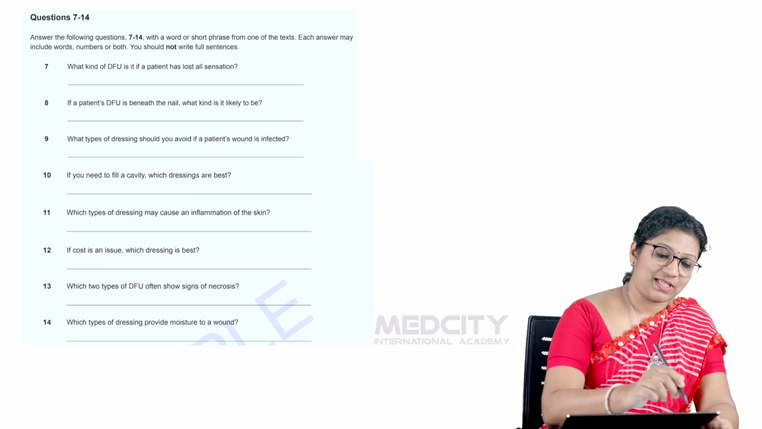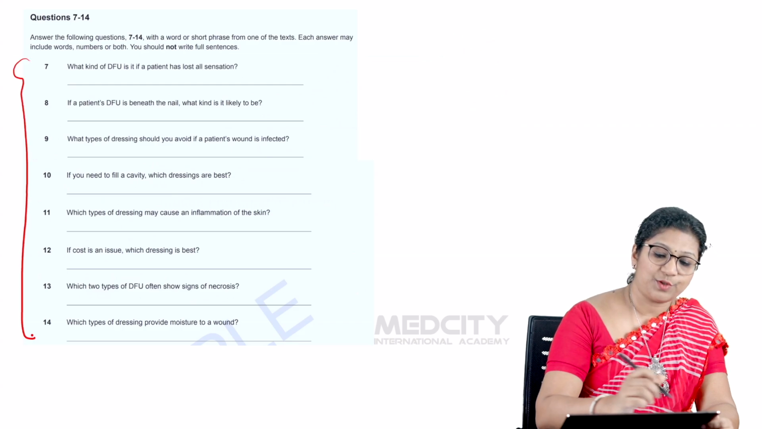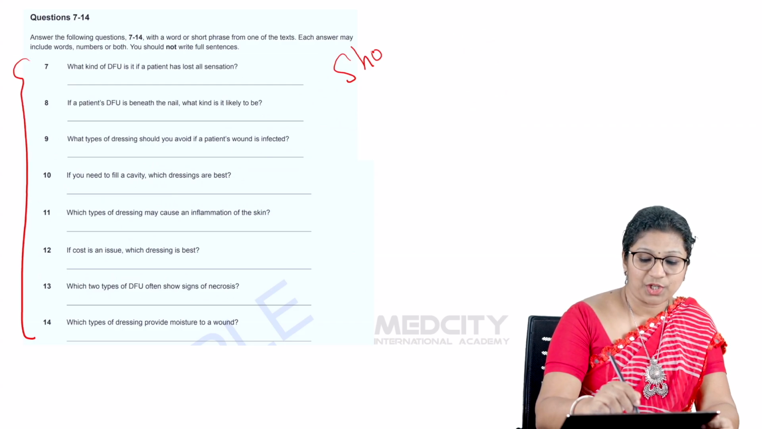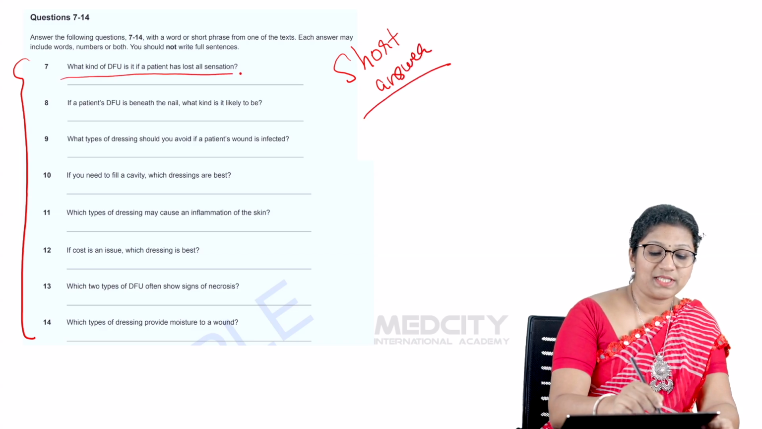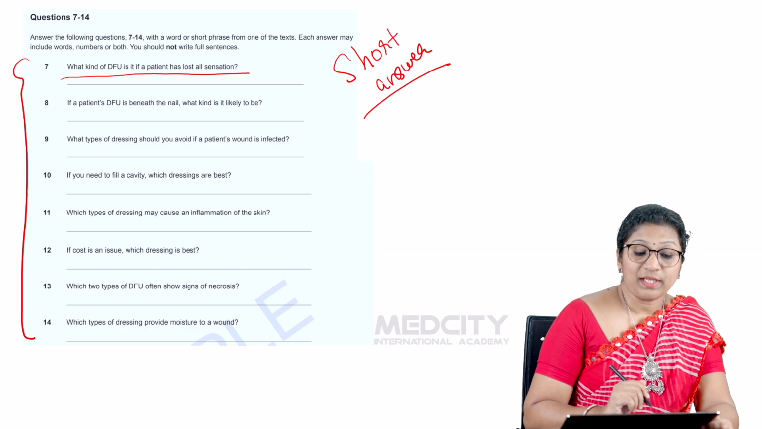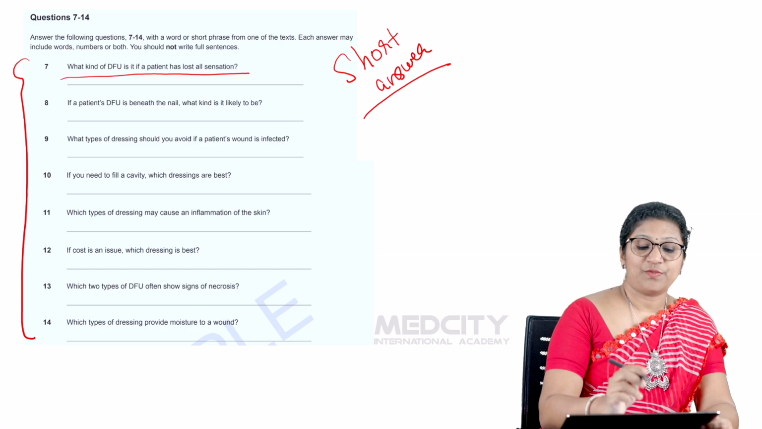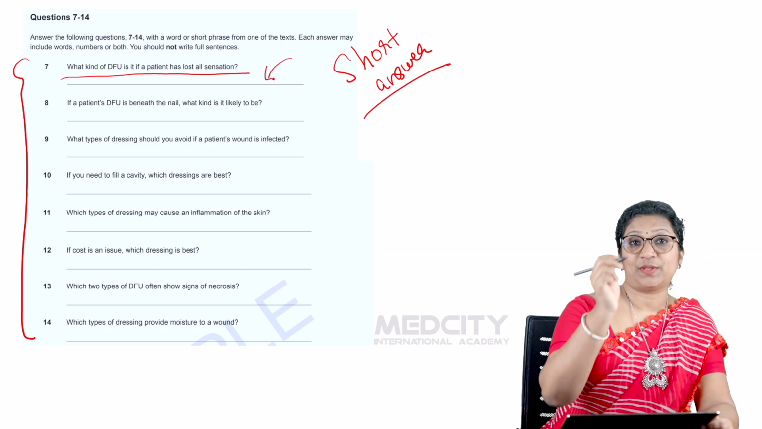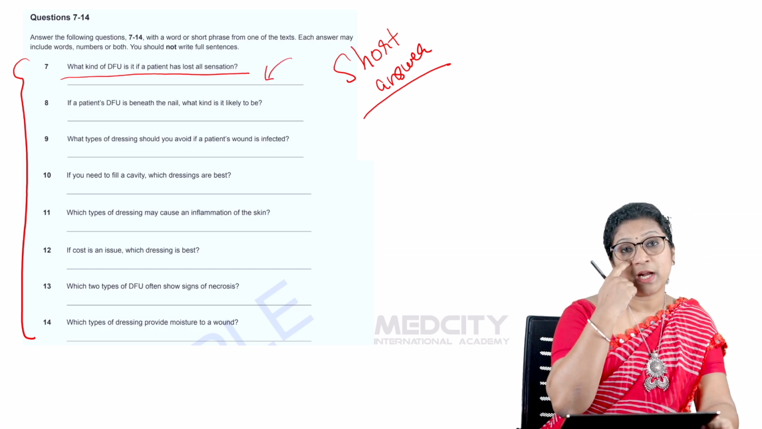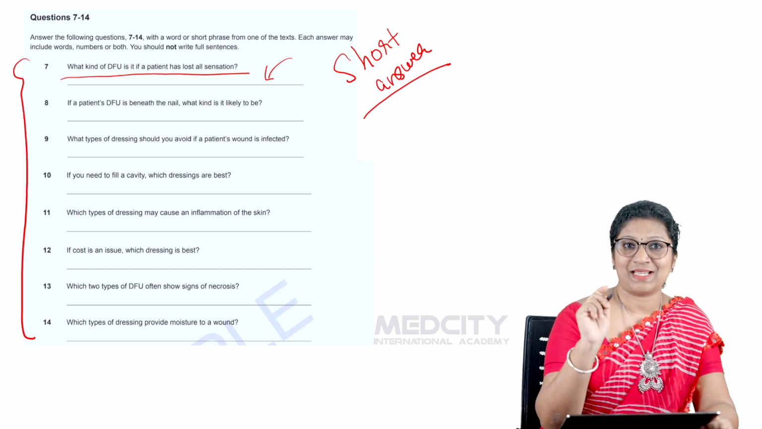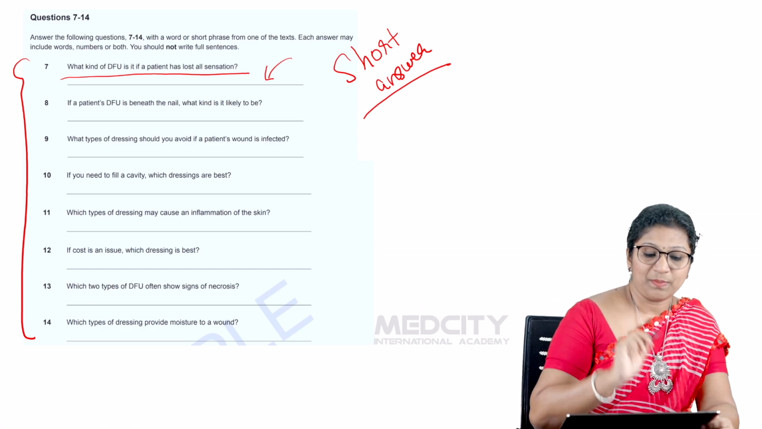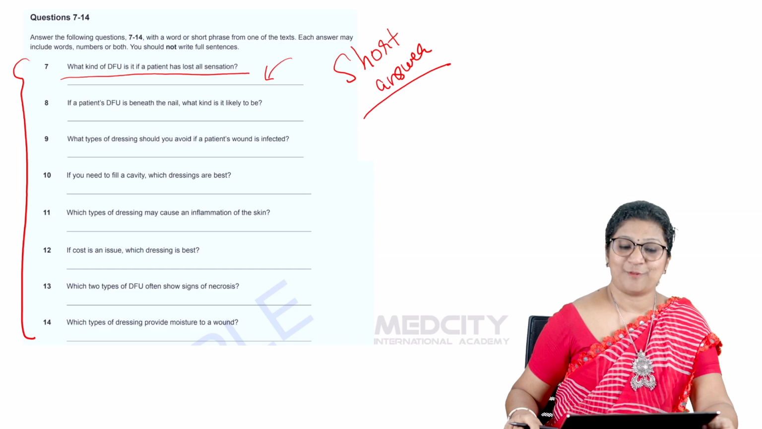The other type of question here is that you can see 7 to 14 short answer questions. You can see a complete question and a blank. For instance, what kind of DFU is it if a patient has lost all sensation? So we have to fill in this blank by referring to the text and maybe pick out 1 or 2 words which fits in as the best answer. So similarly, we're going to solve up to question number 14.